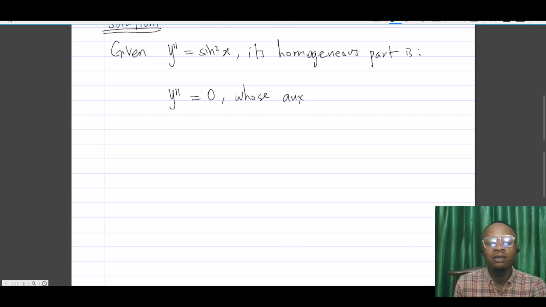Whose auxiliary equation is, what is the auxiliary equation? m squared. That's just what we have here. There's nothing else. So m squared equals 0. If m squared is 0, that means m is equal to root of 0, which is 0.